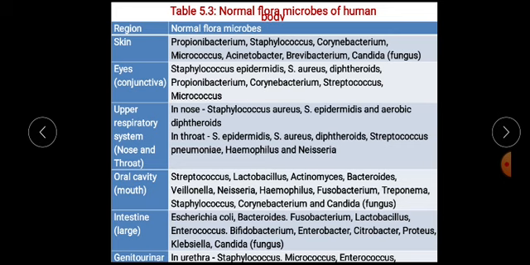Genitourinary tract involves kidney, ureters, urinary bladder, and urethra. The genitourinary tract, like kidney, ureter, urinary bladder, is free from microorganisms except for the presence of a few microorganisms in the urethra. If the microbes grow in the urethra, it leads to infection, which is called urinary tract infection.